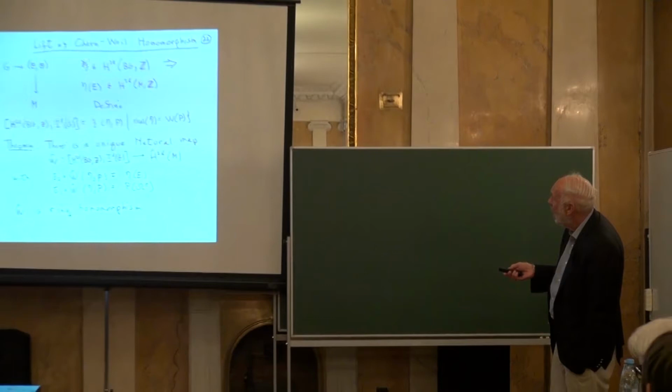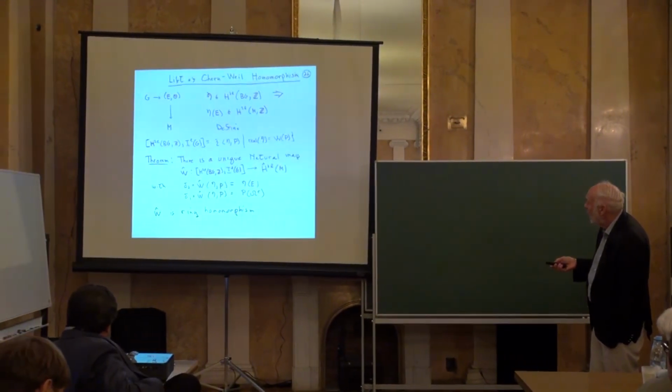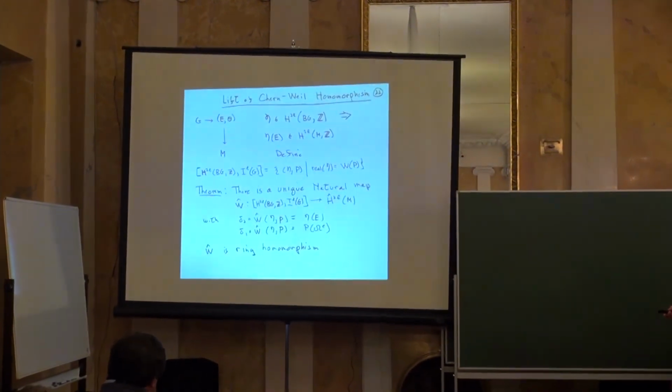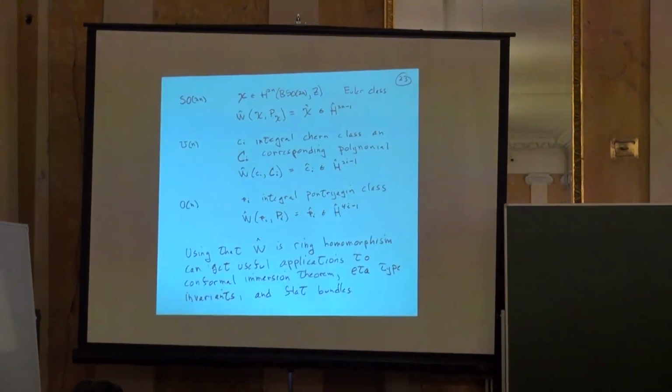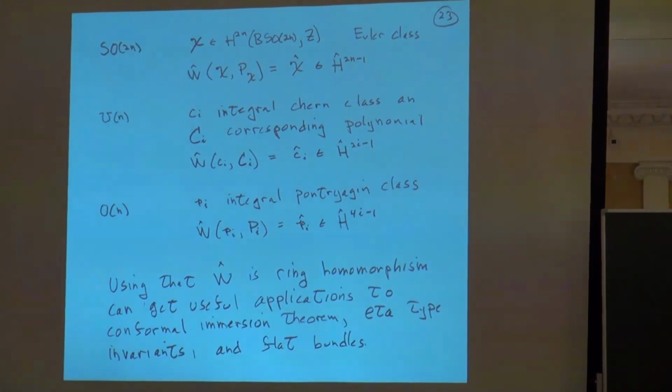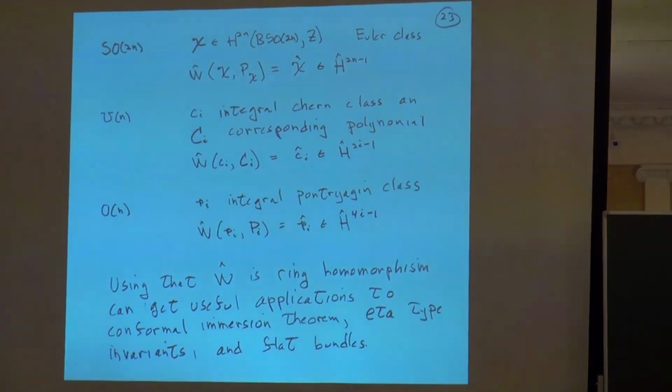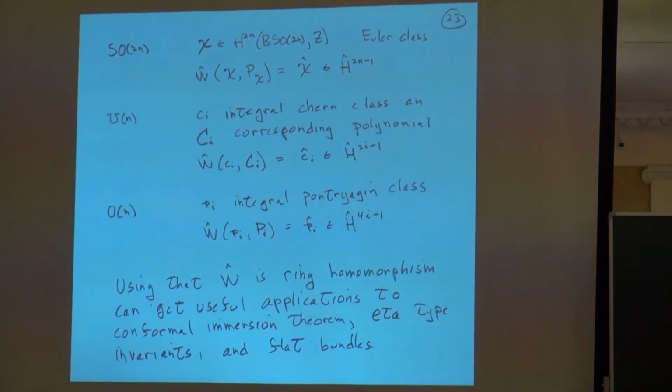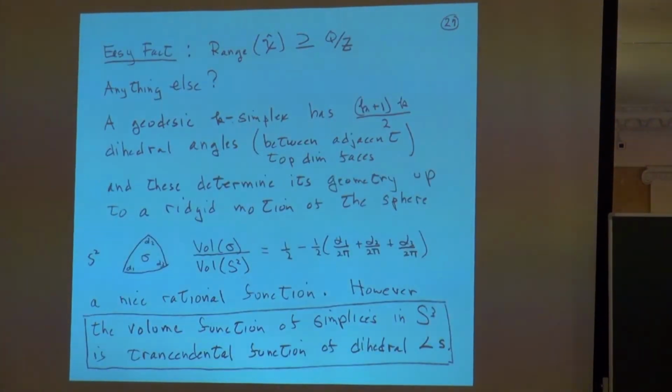Where are we? We've lifted the Chern-Weil homomorphism. It's a ring homomorphism, and so now that we've lifted this thing, we can look at a bunch of examples. So for every, so now in SO, oh heck.